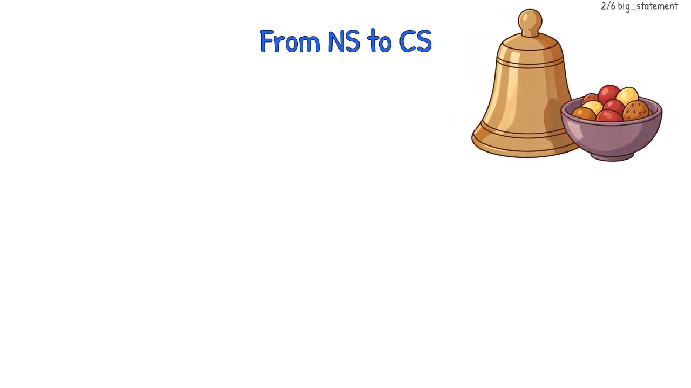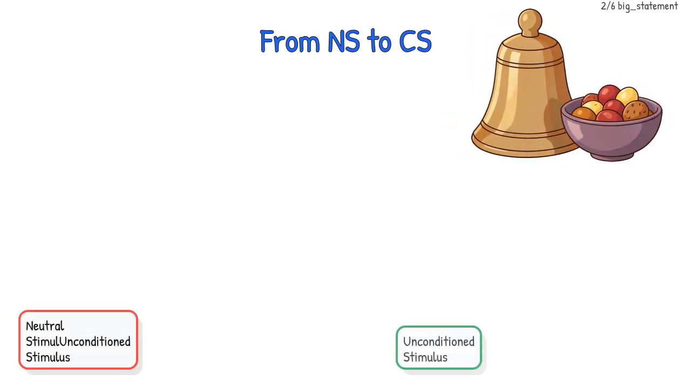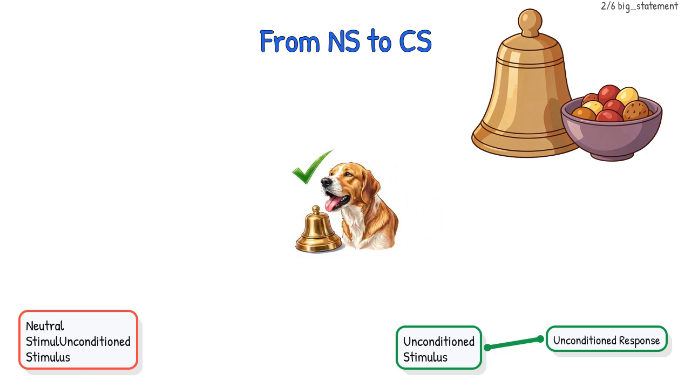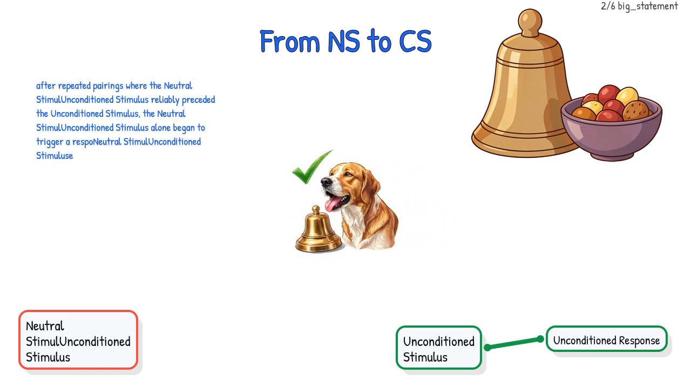Pavlov paired a biologically neutral stimulus, or NS, with an unconditioned stimulus, or US. The US naturally and automatically triggers an unconditioned response, or UR, without prior learning. For example, food in the mouth triggers salivation. Initially, the NS elicited no salivation. However, after repeated pairings where the NS reliably preceded the US, the NS alone began to trigger a response.